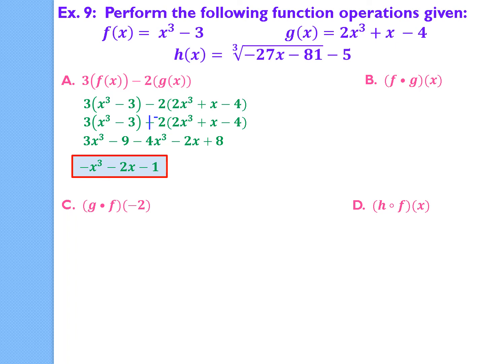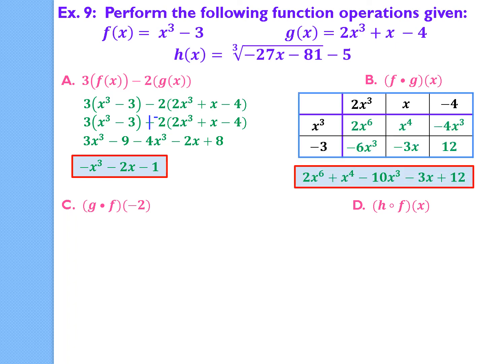Now, part B is f times g of x. So f times g of x, that's a binomial times a trinomial. So what I did there is I boxed it, and you can tell my solutions there, and that's the answer I got.